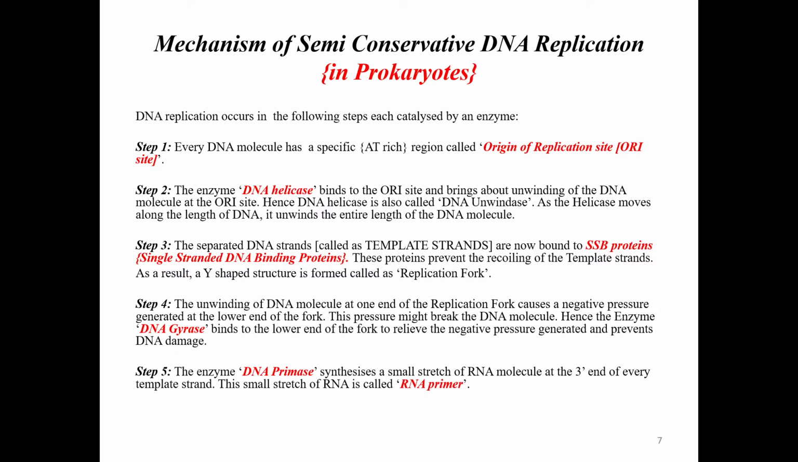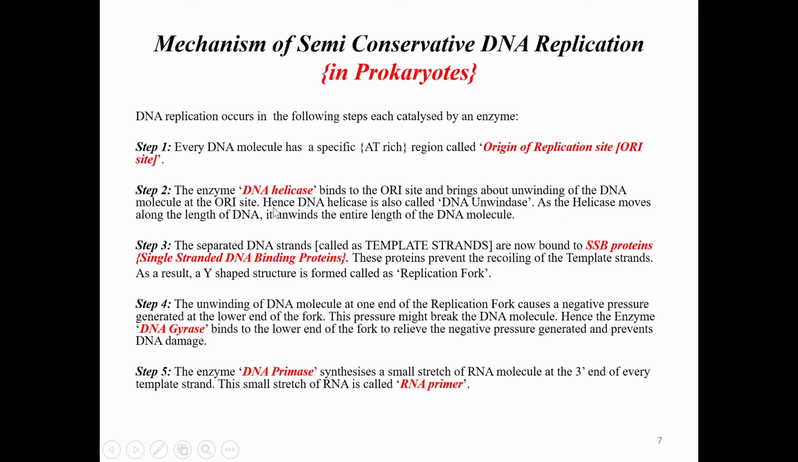Let us now learn the mechanism involved in the semi-conservative replication of DNA in prokaryotes. DNA replication occurs in the following steps, each catalyzed by an enzyme. What you have to notice is that each step requires one enzyme, so you should know the name of the enzyme involved in each step. Every DNA molecule has a specific AT-rich region called the origin of replication, or ori site. The enzyme DNA helicase binds to the ori site and brings about the unwinding of the DNA molecule.